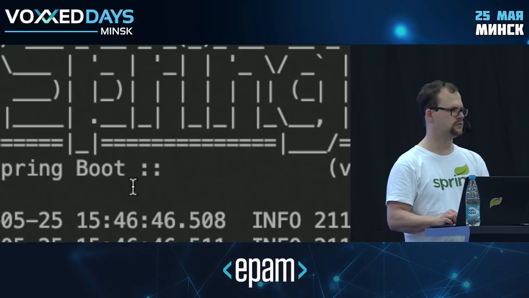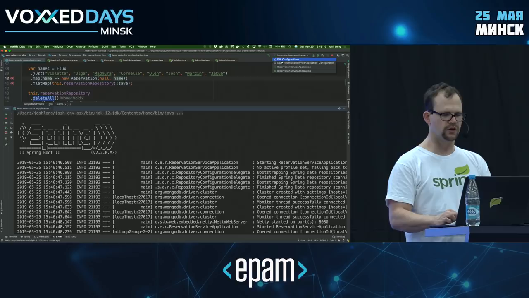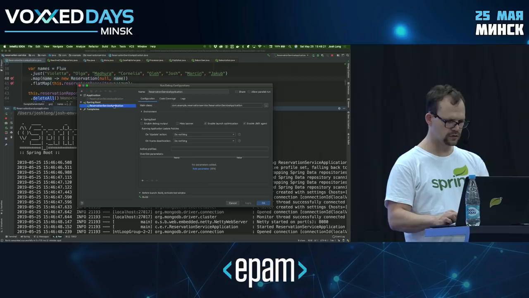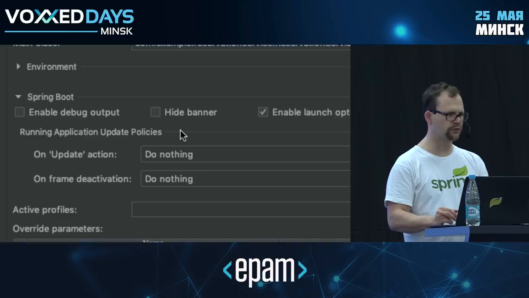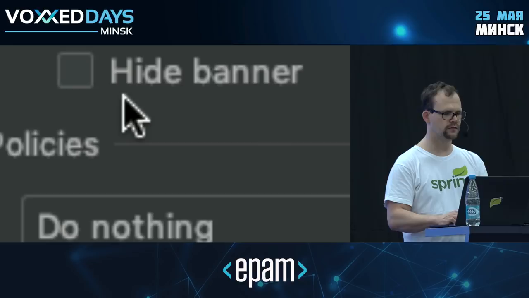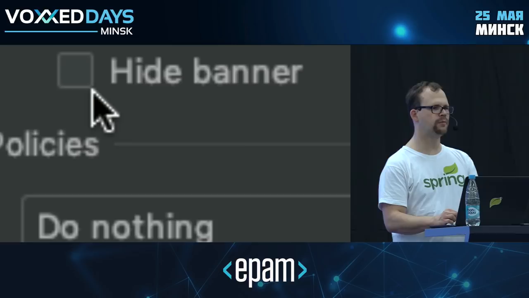So it's for this reason that I want to take one moment to talk about what I consider to be a very serious bug in the IntelliJ JetBrains product. Do you see this bug right here? Do you see that checkbox? When you click that checkbox, it disables the ASCII artwork.